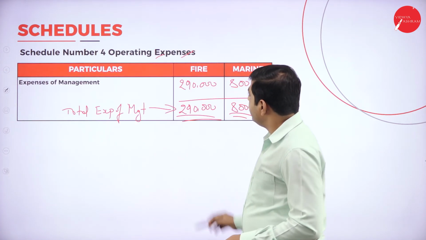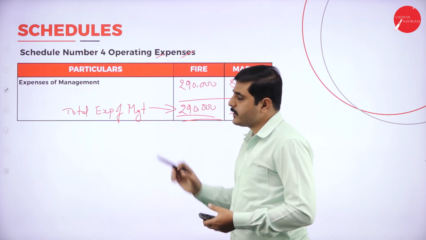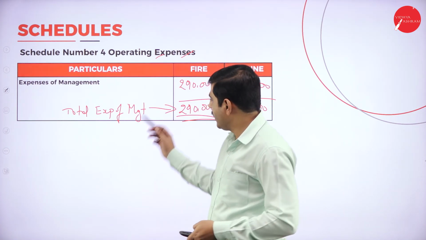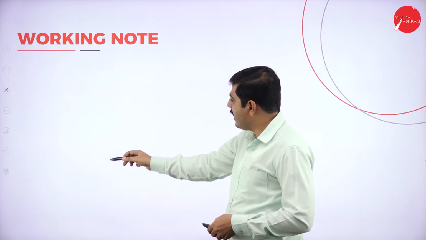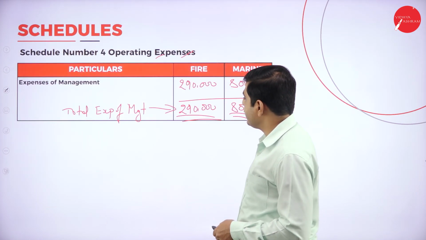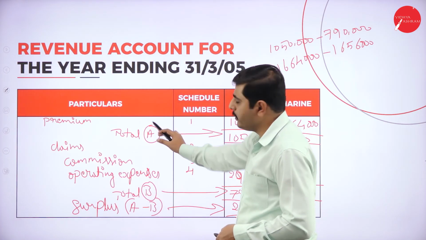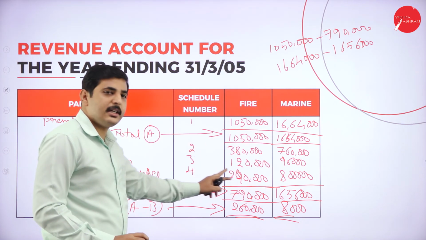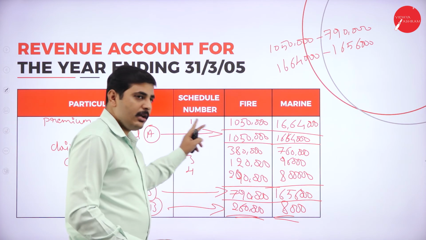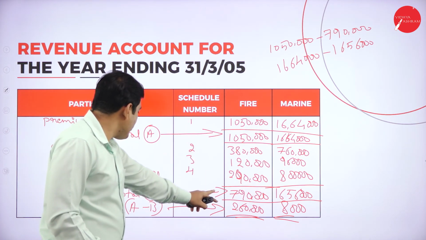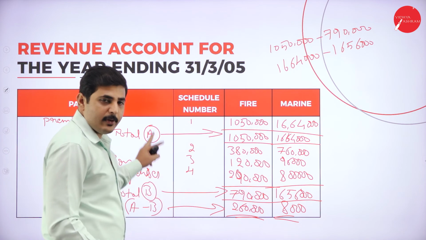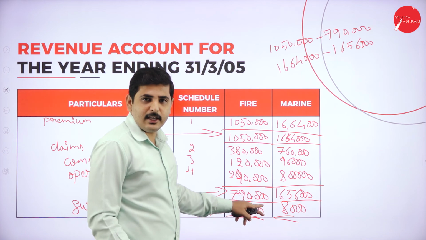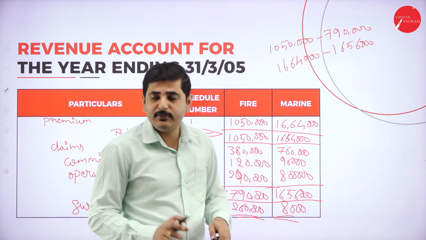Next point, operating expenses. Again, expenses of management is given. Any outstanding of the current year, add. Any outstanding of the previous year, deduct. The remaining amount he will give. All these adjustments will be given in the problem, so you have to look at the adjustments also. Premium is the only income for the company, the remaining 2, 3, 4 are the expenses for the company. After adding the amounts, deduct A from B or B from A, whatever the difference we get. If income is more, it is called surplus. If the expense is more, it is called deficit. Like this we have to do the problem.